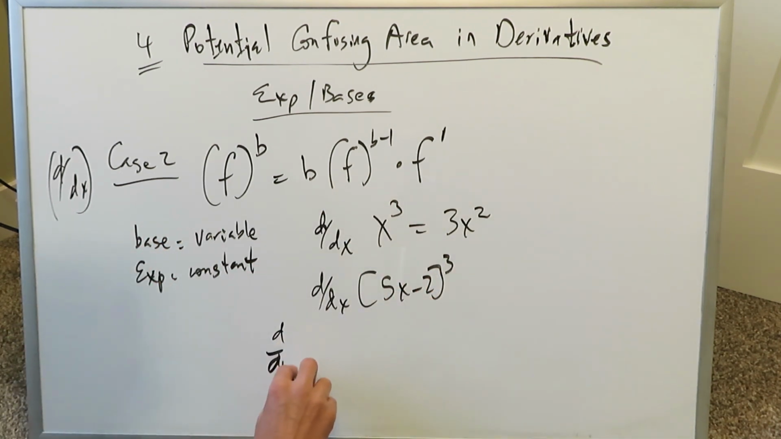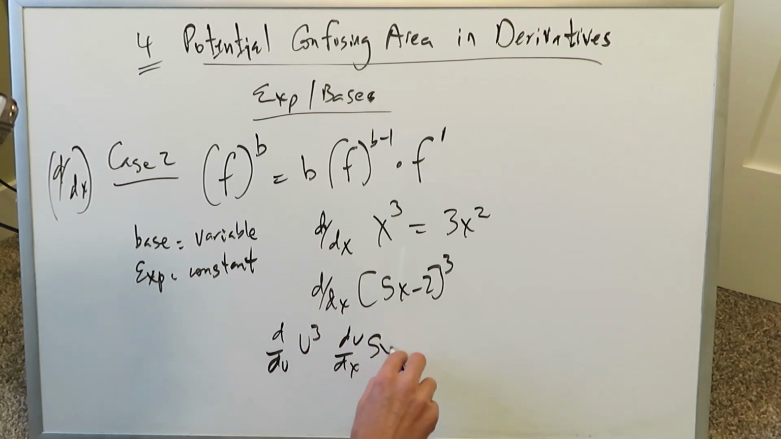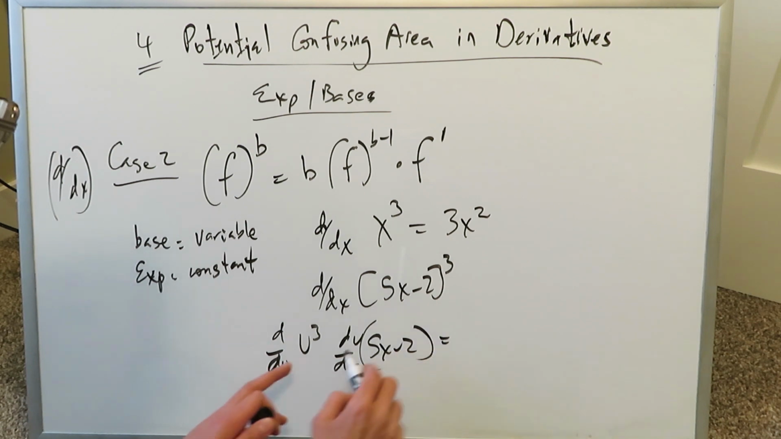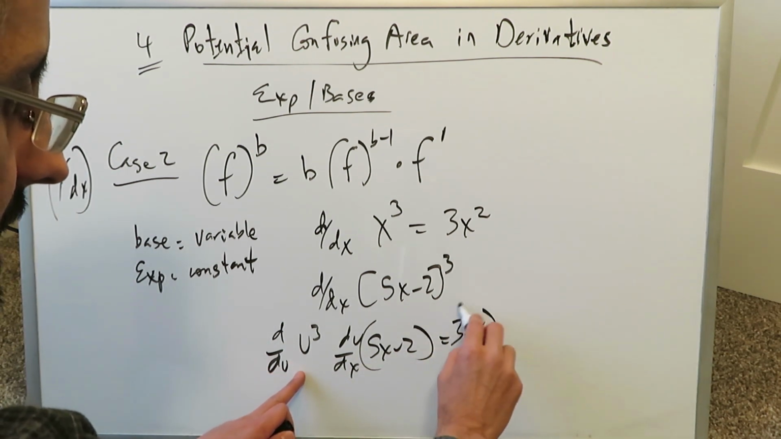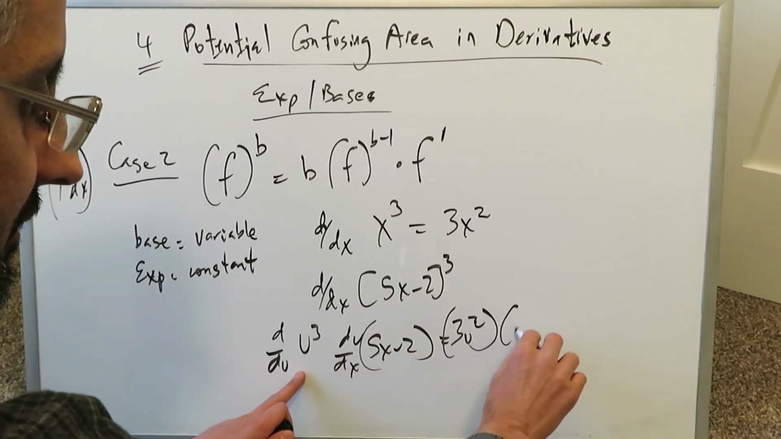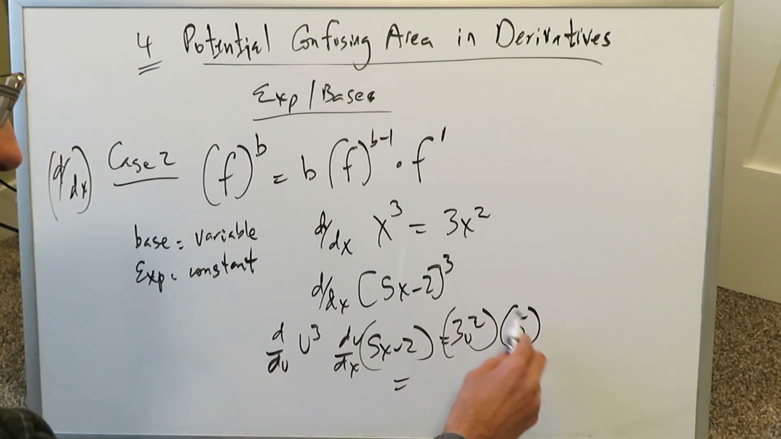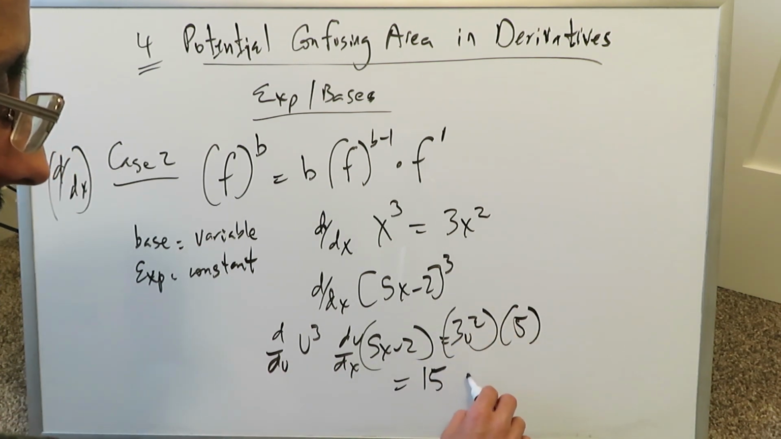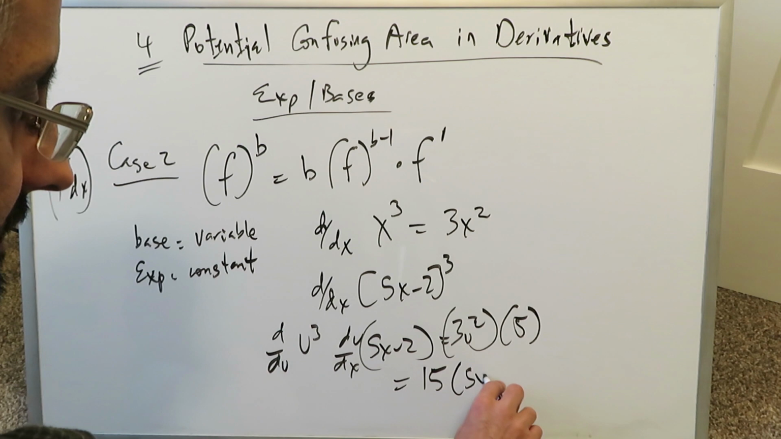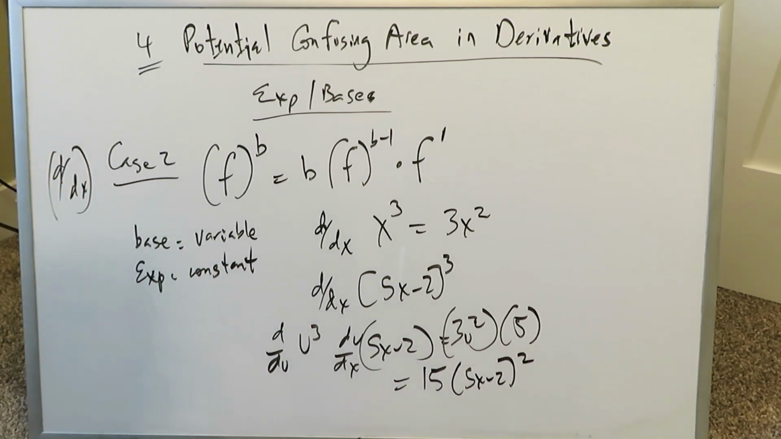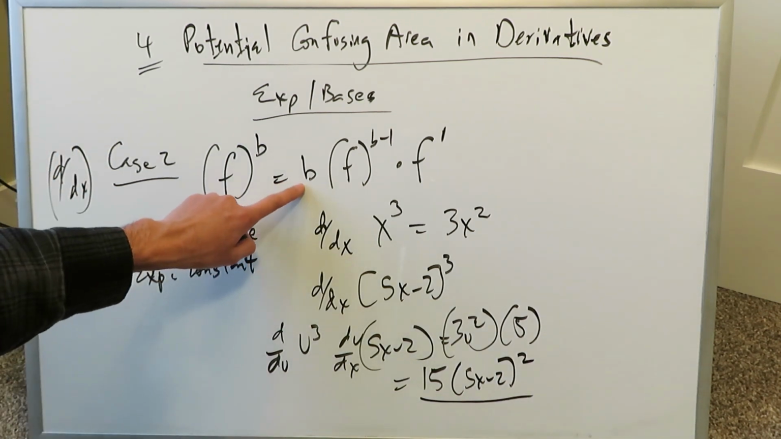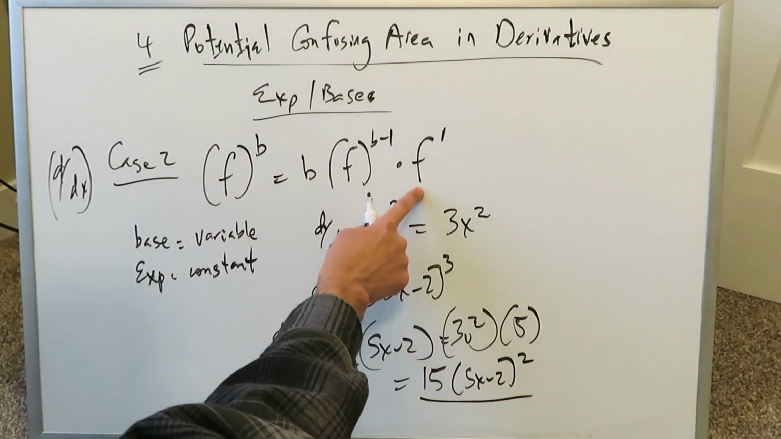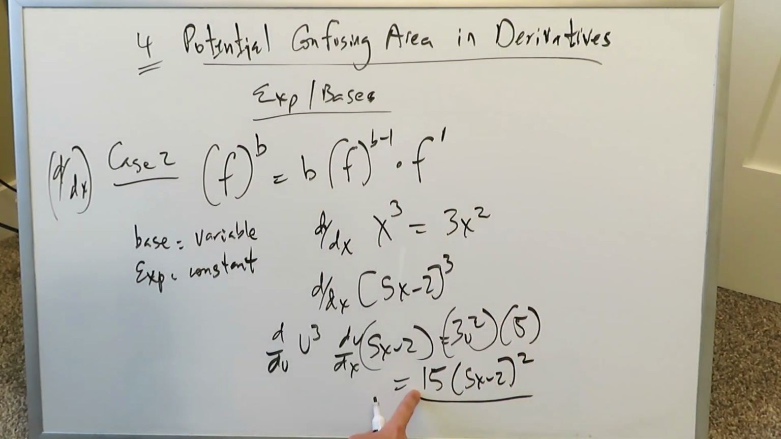You would do d over du, you would have u cubed, and then du over dx, you'll have 5x minus 2. You'll do the derivative here, 3u squared, and then here you do the derivative, you'll have a 5. And then when you bring it all together, you have a 15. You resubstitute the u, which is 5x minus 2 to the power of 2, and that's exactly what you're seeing here. You have the derivative coming out here in terms of the 5 which attached with the 3 which came out from here. You got a 15.